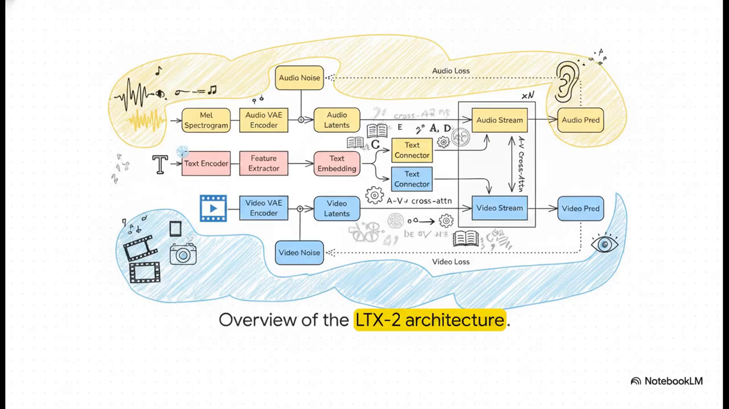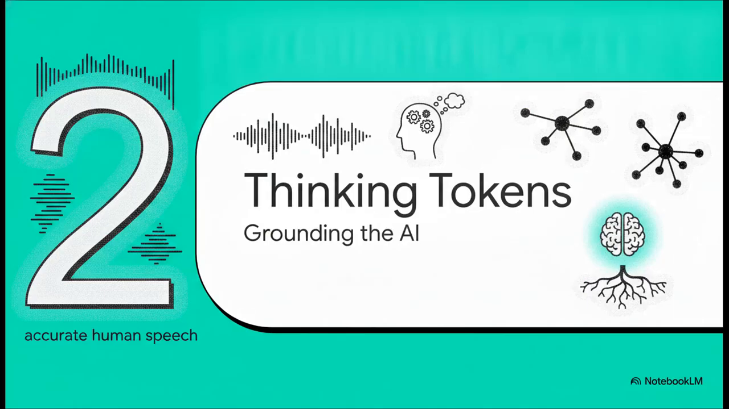Taking a 30,000-foot view here, you can trace that yellow audio pathway up at the top and the blue video pathway down at the bottom. Notice how they're being encoded into their own distinct, highly efficient latent tokens right from the very start. This decoupling is absolutely foundational. It's what allows LTX-2 to precisely control exactly how much computing power goes to vision versus sound later on in the process. Moving on to Section 2, Text Conditioning and Thinking Tokens, Grounding the AI.